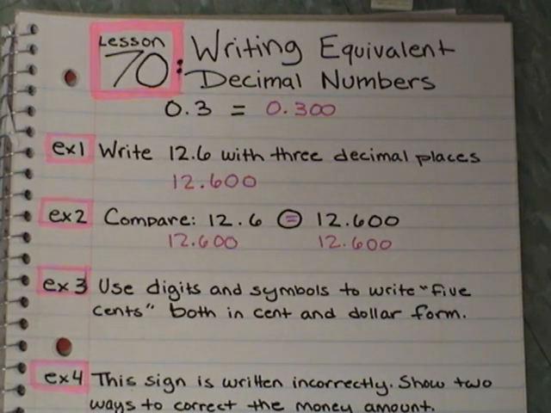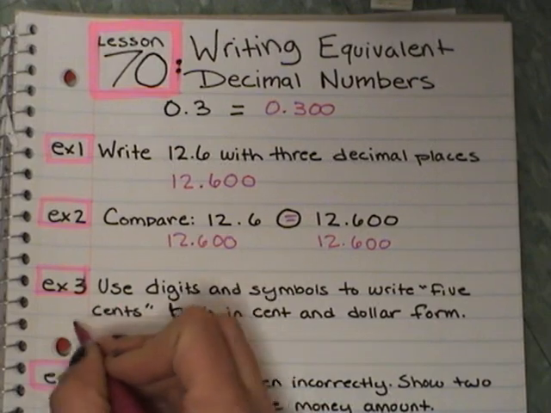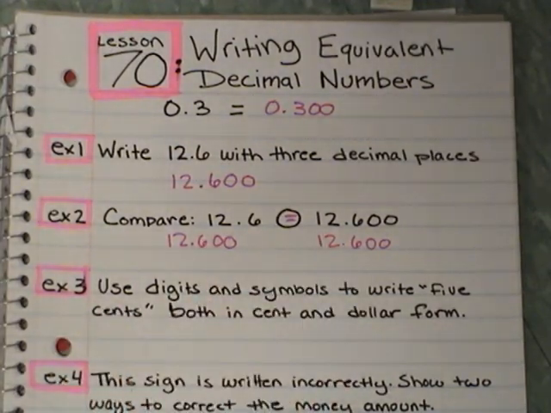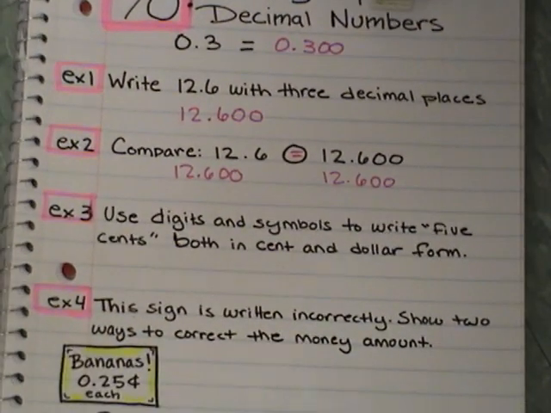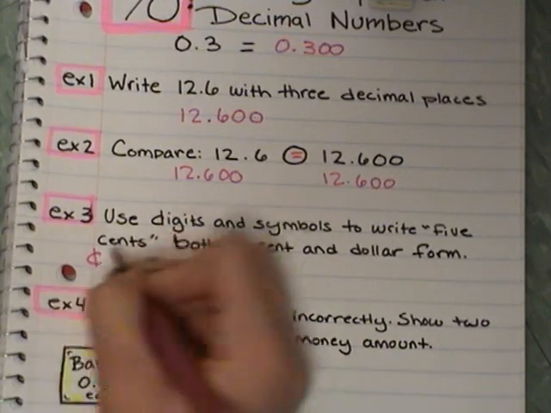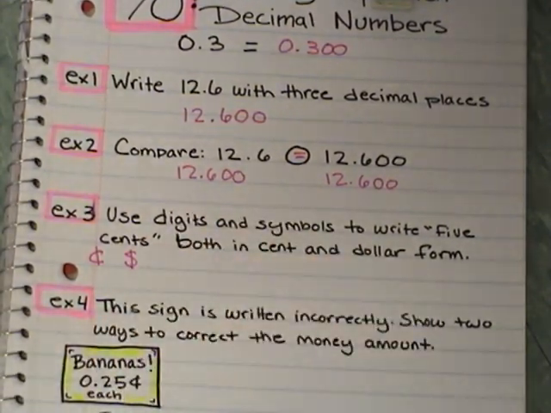Alright, the next example. Use digits and symbols to write 5 cents in both the cent and dollar form. Now cents, they want you to use the C with the line through it. So both in cents and in dollar form. So go ahead and try to write 5 cents in both the cent form and the dollar form.